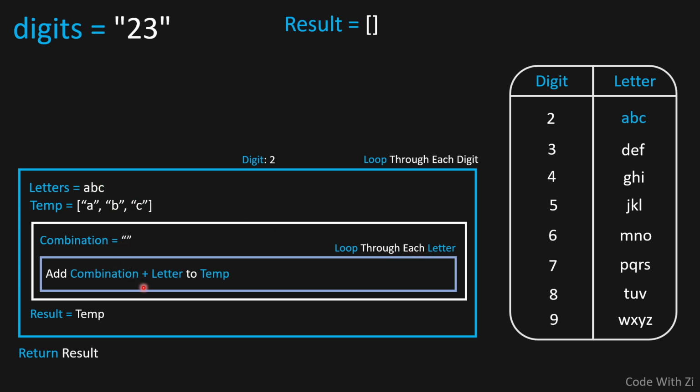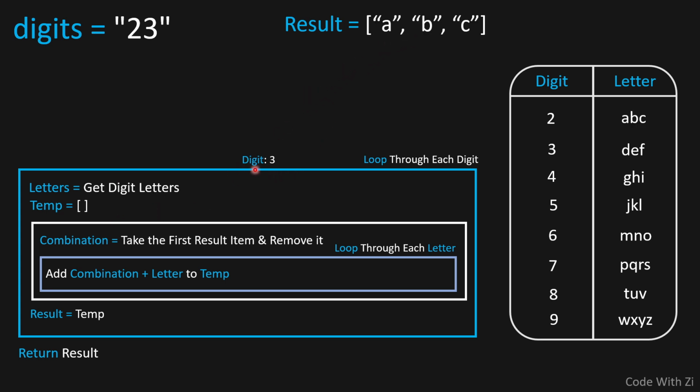We're done with this loop and we're exiting the second loop, as you can see, and then our result is going to be equal to temp. So this value is going to get inside our result, like so. And then we're going to enter the next round, and our digit is going to be 3 because if you remember, we're looping through each digit, and in the previous round we were looping through 2 and now we're looping through 3.